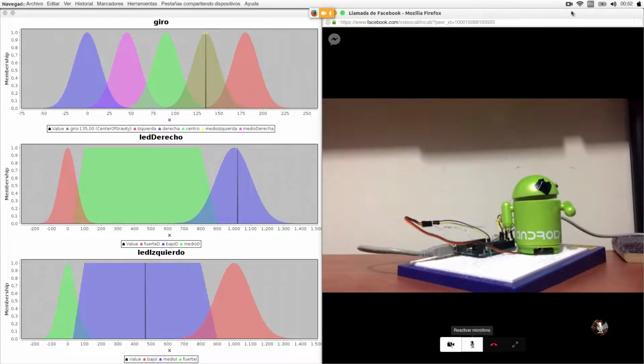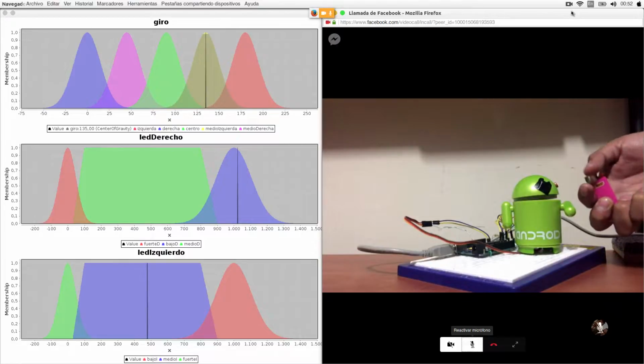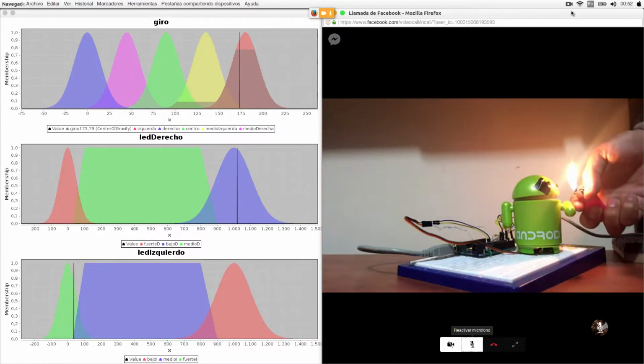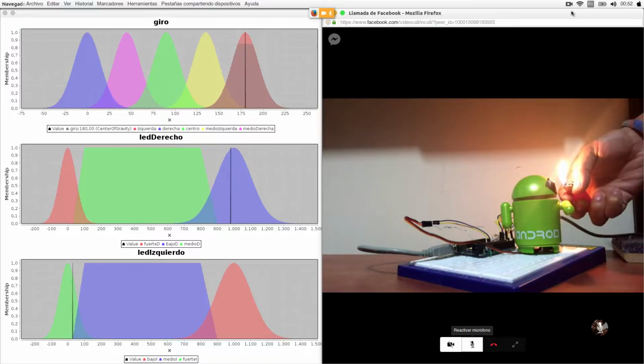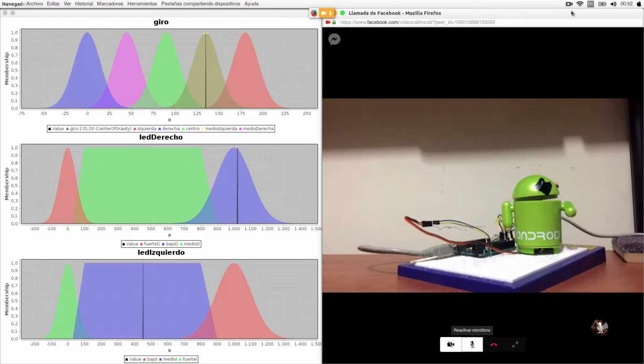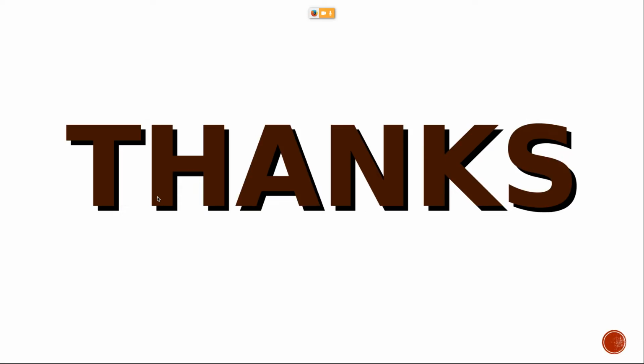You can observe that when we tape the right LDR, the robot turns 45 degrees to the left. If we light the left LDR, the robot turns 118 degrees and returns to the previous position. That is all for our presentation. Thanks for paying attention.